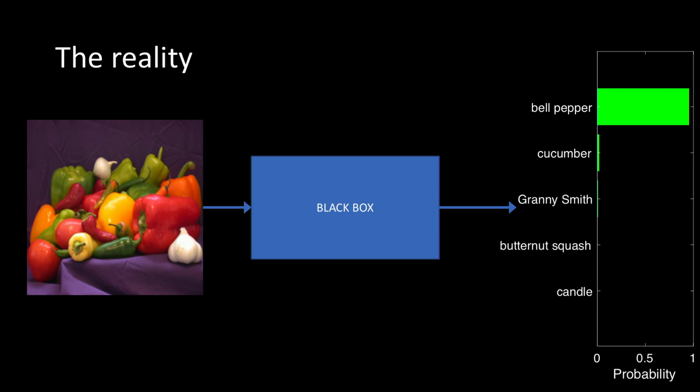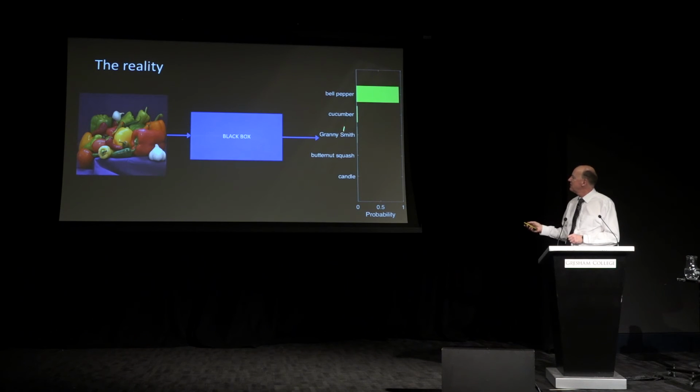So the number one probability for this image, which is one of MATLAB's standard test images, MATLAB being a standard mathematical programming language, is bell peppers. Hurrah! It jolly well ought to be, and that's not a bad result. And then you can see lurking in a very, very distant place, we've got some rather obscure things like candle, butternut squash, Granny Smith, and cucumber.